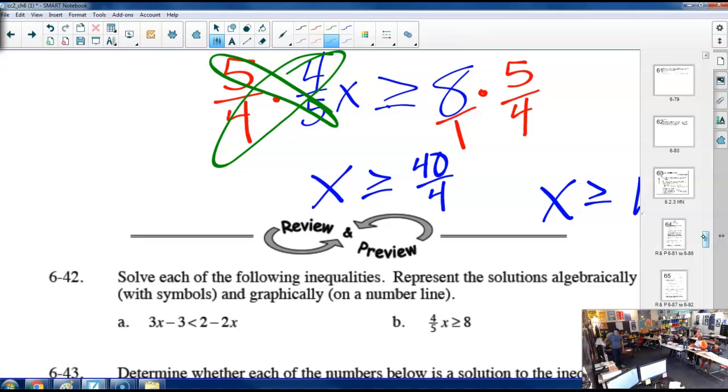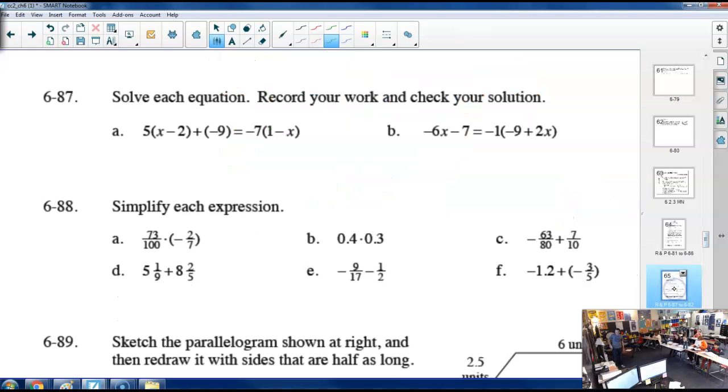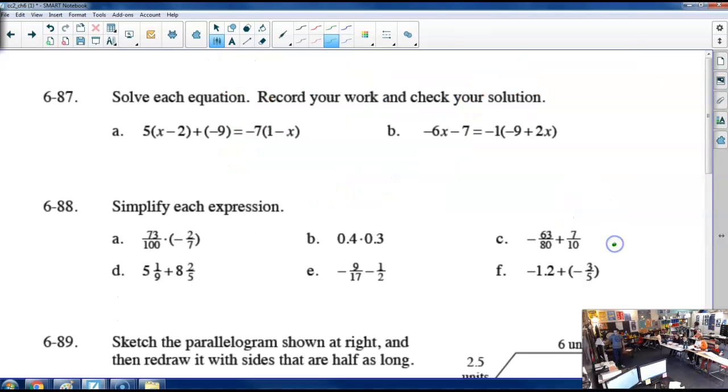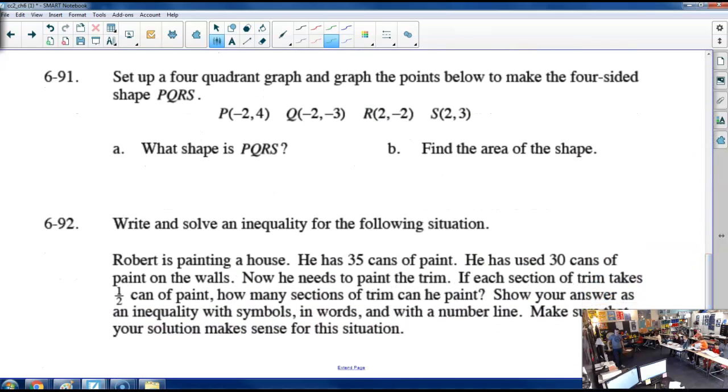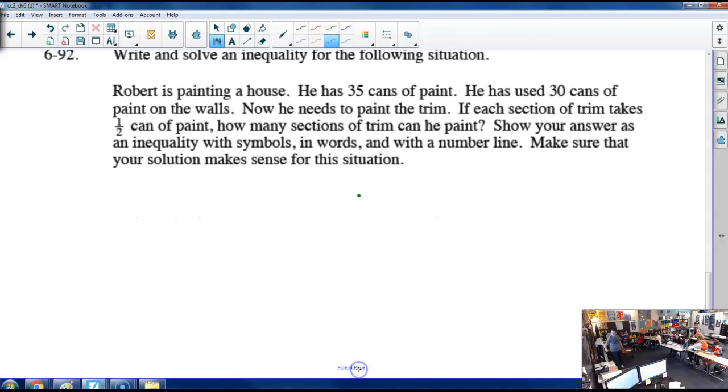623 question what? 92. This was that long homework. Robert's planning a house. Apparently Mr. Estes is going to move. No, probably not, because he lives really close to the school. He's painting a house. Oh, he's not moving.